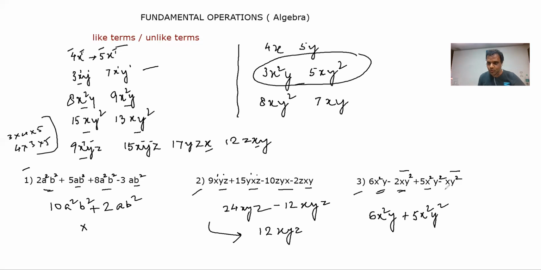But these two can be made into one, which is minus 3xy square. Minus 2xy square minus xy square is minus 3xy square. This is how you are going to solve it when it comes into your exam.